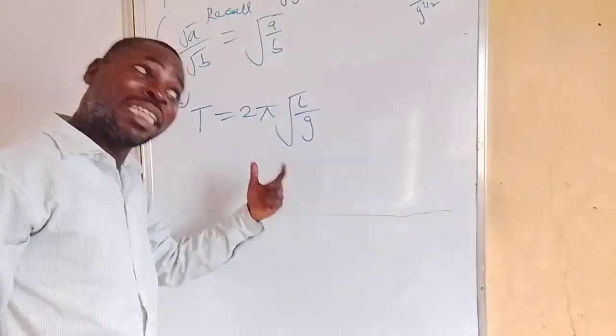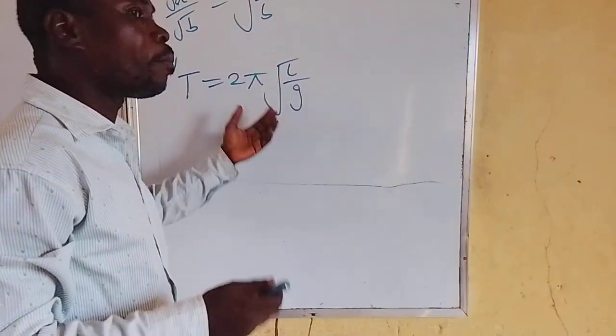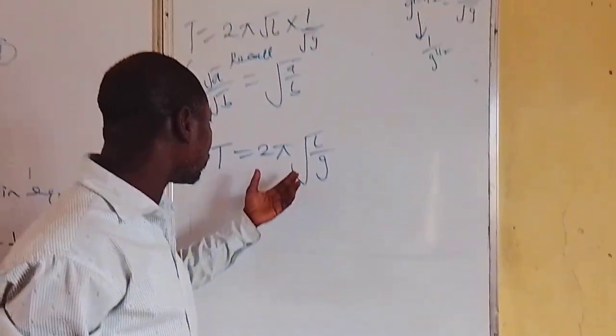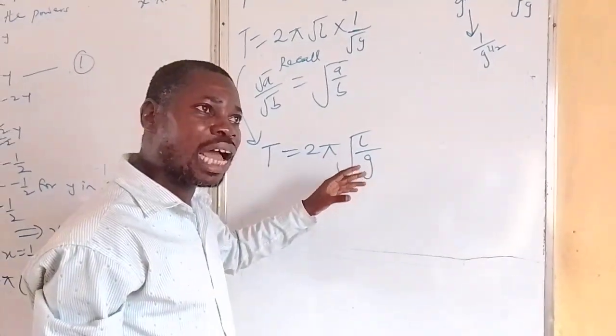This is an interesting formula. This is the formula we use in performing simple harmonic motion that tells us the acceleration due to gravity of a particular place.